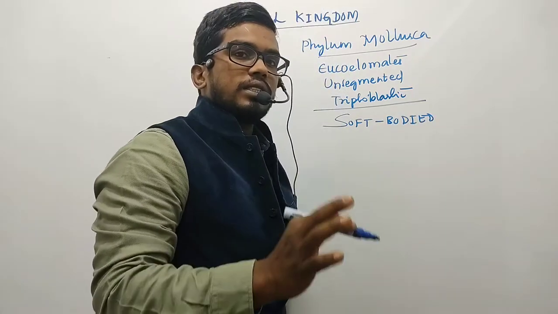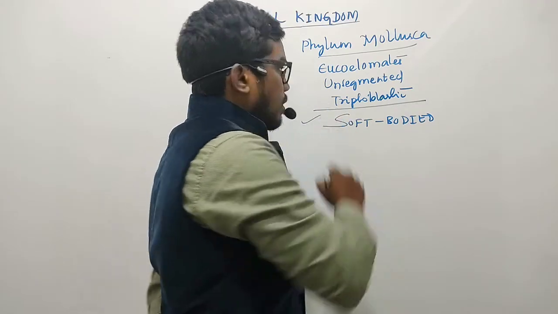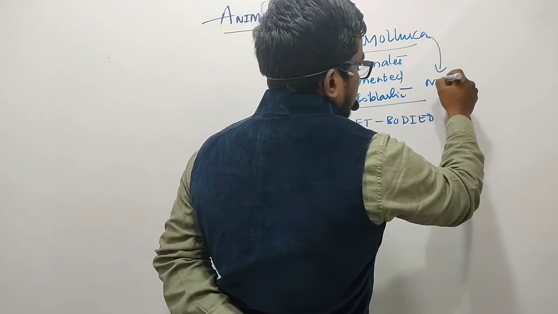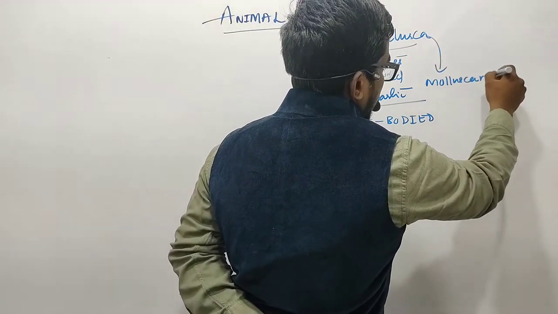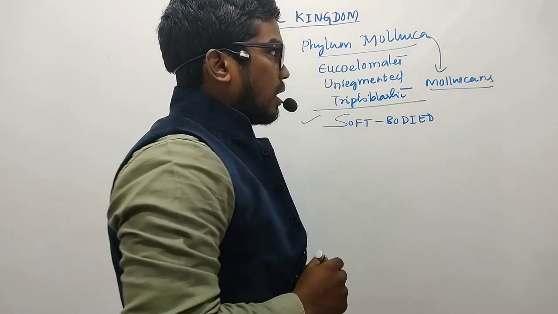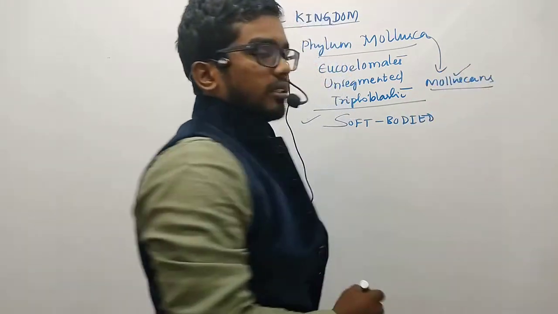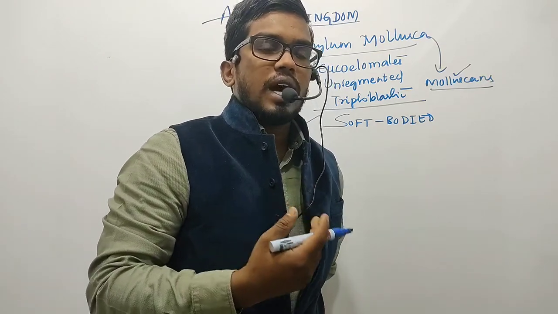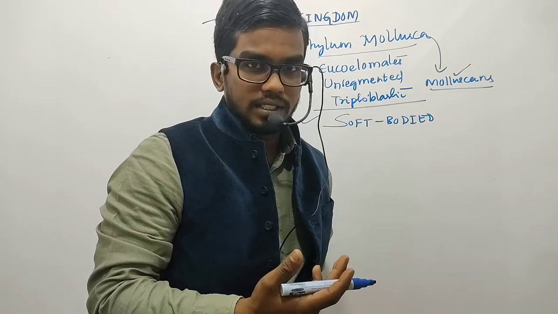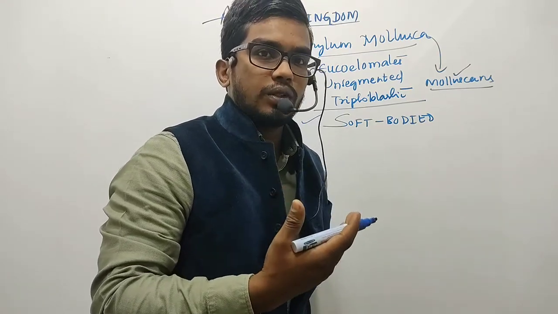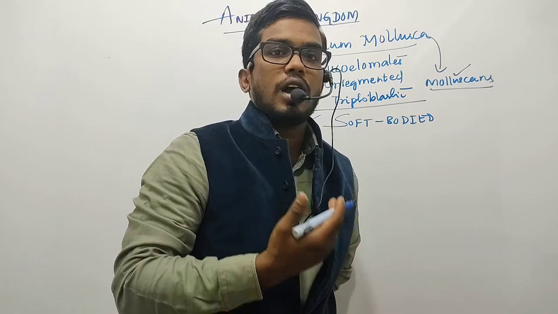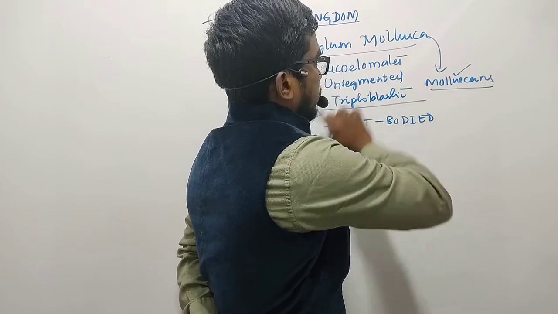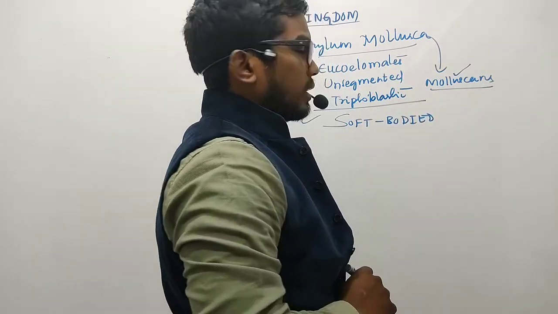See, molluscans are generally regarded as soft-bodied animals. I use the term molluscans. The animals belonging to the phylum Mollusca are referred to as molluscans. As we had said, the animals belonging to Annelida phylum are referred to as annelids. The animals belonging to Arthropoda phylum are referred to as arthropods. In the similar manner, the animals belonging to the phylum Mollusca are referred to as molluscans.